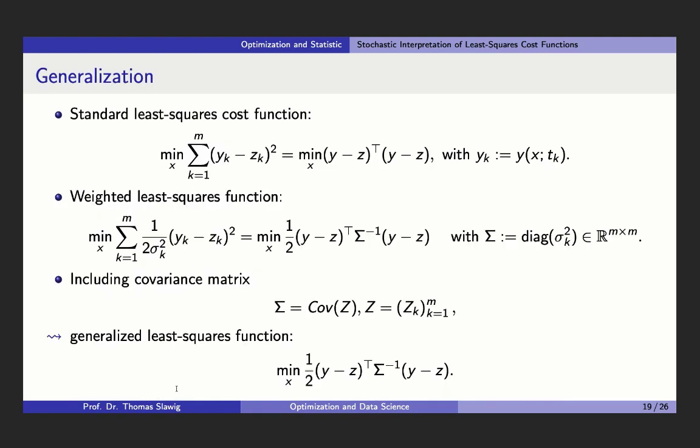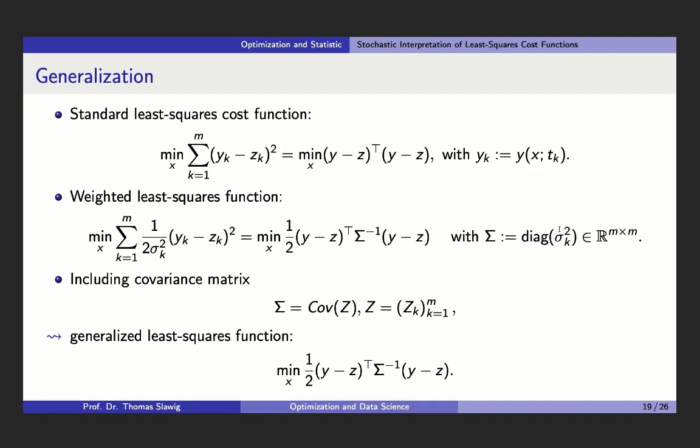This can be easily generalized, because the standard least squares cost function was looking like this. We had already included the variances in the interpretation, but of course I can also use different variances for different data. So I have sigma_k squared here. This then gives the weighted least squares function, where we have the inverse of the diagonal matrix, and the diagonal matrix just includes the variances on the diagonal.